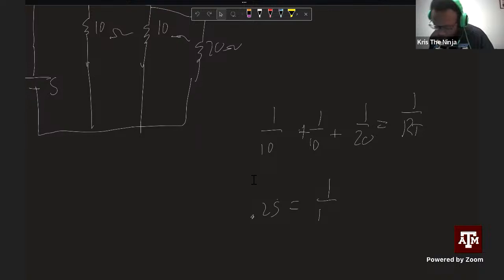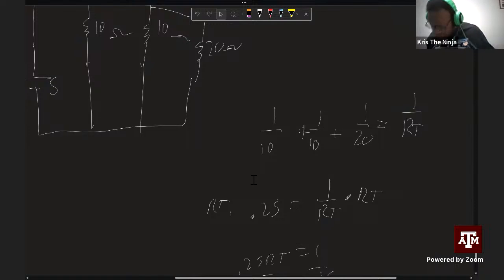If you do some algebra, this is like a miniature algebra lesson. You multiply by RT on both sides, you get 0.25 RT equals 1. Then you divide by 0.25 on both sides, and RT equals 4, because 1 over 0.25 is 4. So that would be a total of 4 ohms.